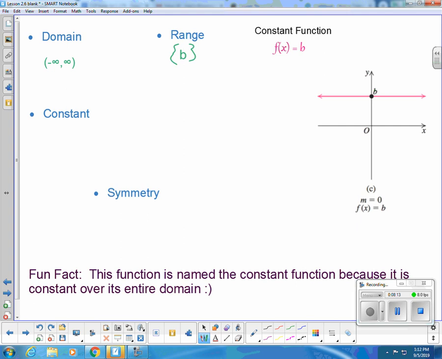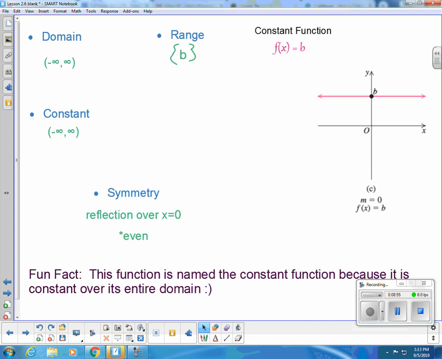Okay, it is constant from negative infinity to infinity. There are no increasing or decreasing sections of this function. It is always constant. It is the only one that is always constant. That's why it's called the constant function. What about the symmetry? Does this fold in half? Yes, it does. So it's got even symmetry. It folds in half with the y-axis as the line of symmetry. We already talked about the fun fact: it's named the constant function because it's constant over its entire domain. It doesn't change value.